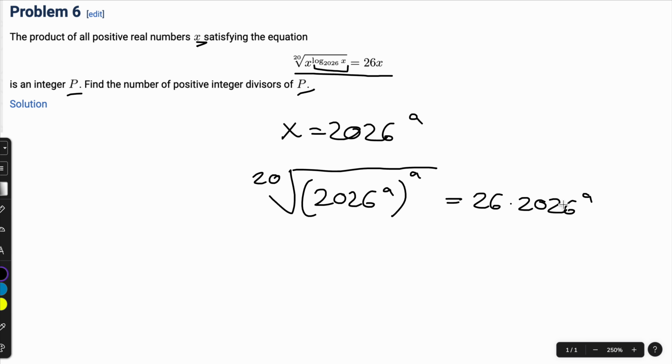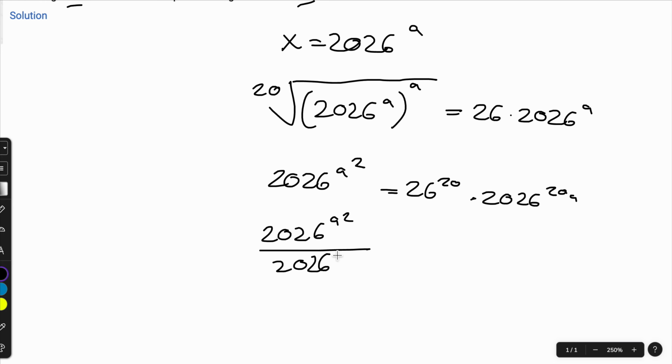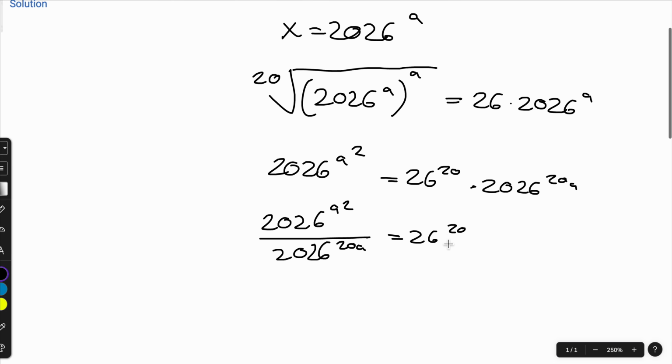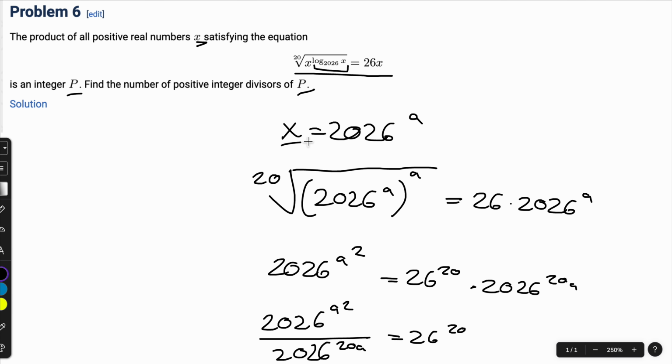And now let's just go through and simplify these. So 2026 to the a squared is going to equal 26 to the 20th times 2026 to the 20a. Then we get 2026 to the a squared divided by 2026 to the 20a is equal to 26 to the 20th. Then let's simplify this left-hand side. 2026 to the a squared minus 20a equals 26 to the 20th. And so we want to solve for a because we want to find all the values of x, and each value of x is uniquely determined by the value of a here.